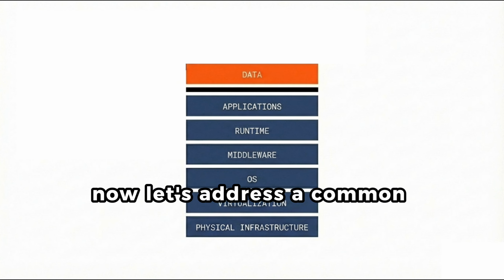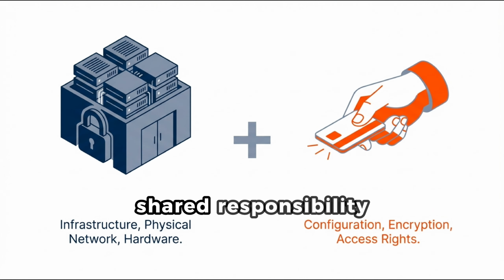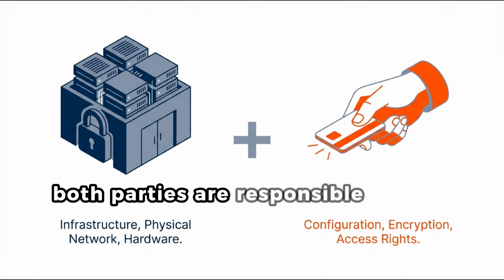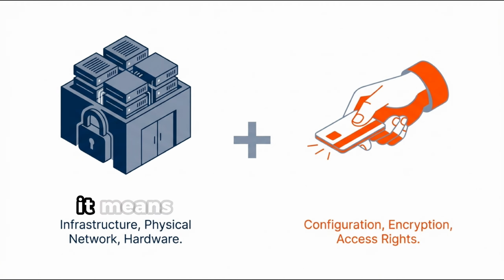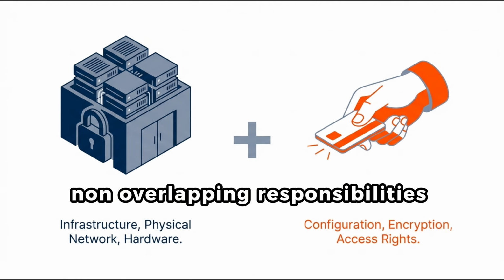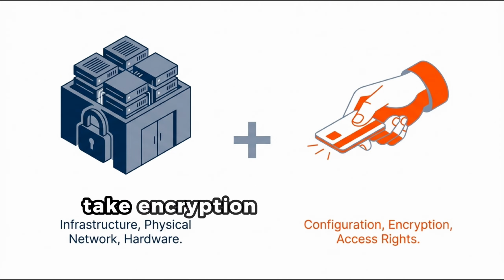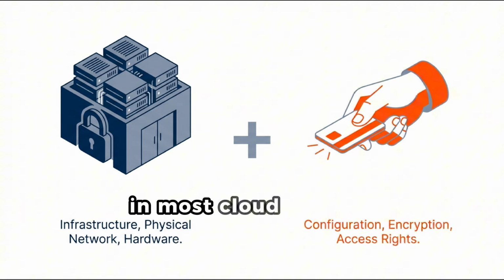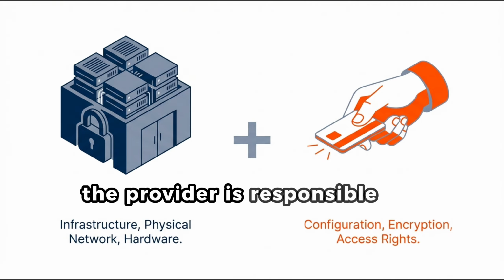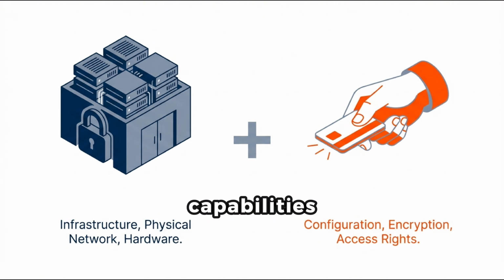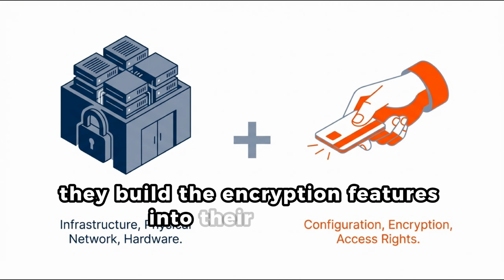Now let's address a common misconception. Shared responsibility doesn't mean both parties are responsible for the same things. It means you each have distinct, non-overlapping responsibilities that work together. Take encryption as an example. In most cloud services, the provider is responsible for offering encryption capabilities. They build the encryption features into their platform.